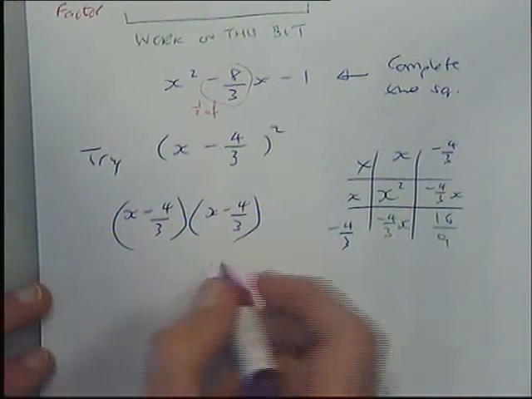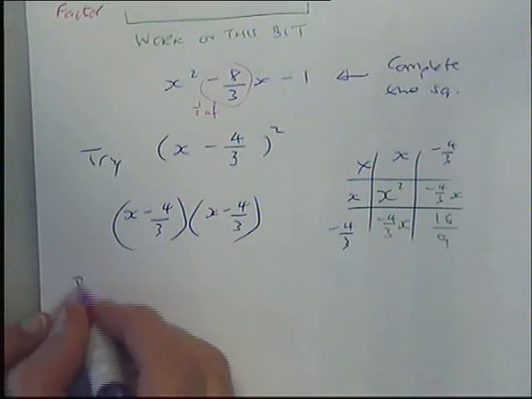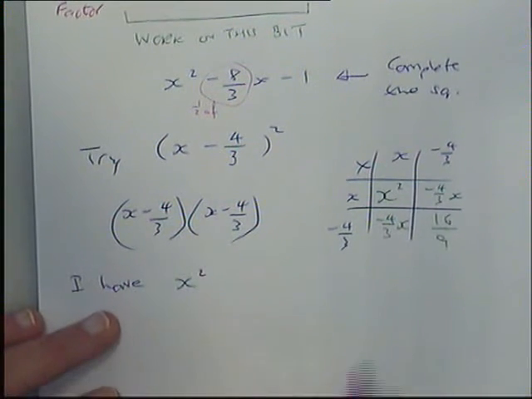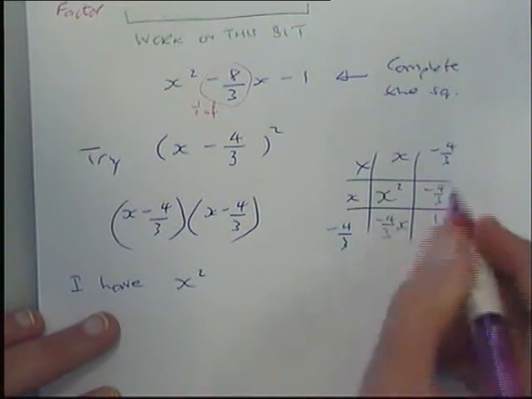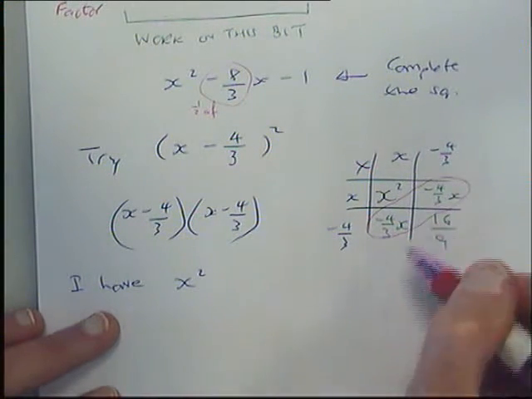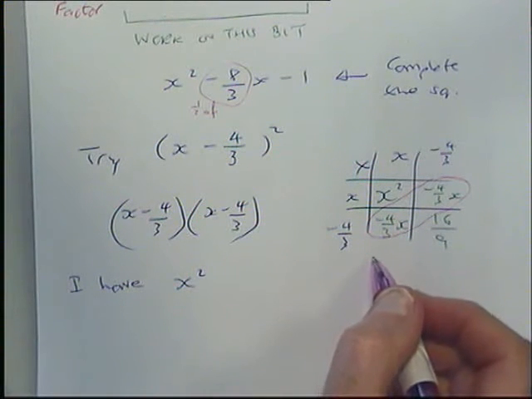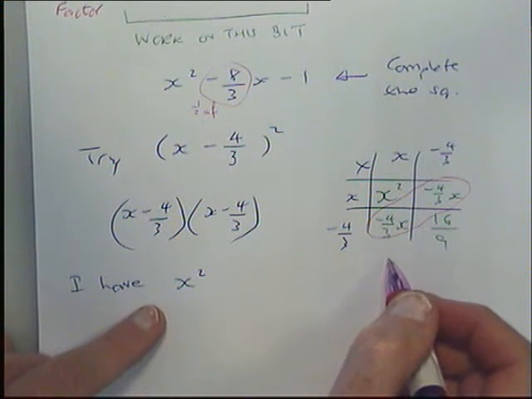Putting all that together then, I have, from here, x squared. Now, when I lump these two bits here together, minus 4/3 x minus another 4/3 x, what will I get?